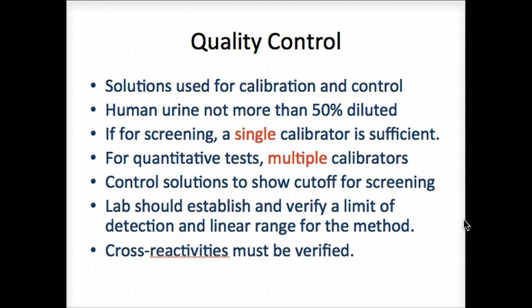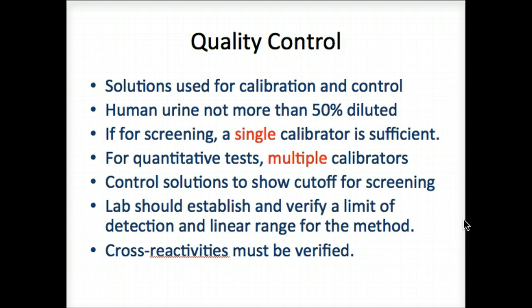Human urine that is used to prepare calibrators should not be more than 50% diluted. Controls must be prepared in actual human urine. If the immunoassay is a screening test, then a single calibrator is sufficient. For quantitative tests, multiple calibrators with concentrations that bracket those of the sample should be included in each assay. In other words, the concentrations of the samples need to be reflected in the concentration of the known samples that are going to be used to do a calibration curve.